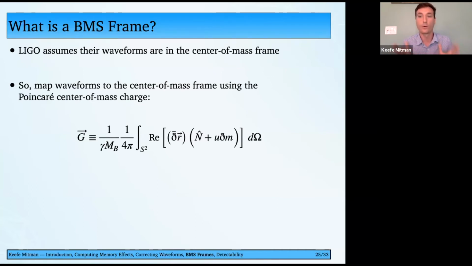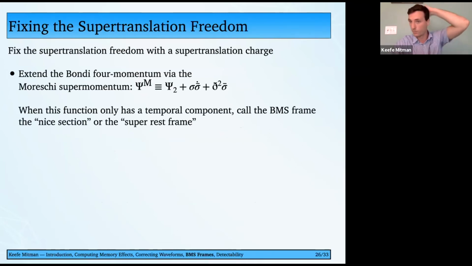We can fix the Poincare transformations, but what about the supertranslations? What about the supertranslation freedom? For that, there's been a great deal of work to understand how the supertranslation freedom should be fixed. It's primarily been accomplished by Dain and Moreschi. What they came up with is that the usual center of mass frame corresponds to having the Bondi four-momentum having only a temporal component. And this is what we call the rest frame.